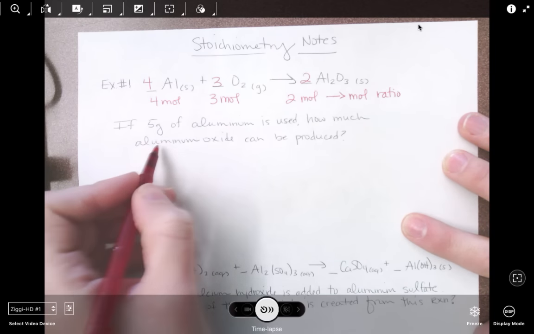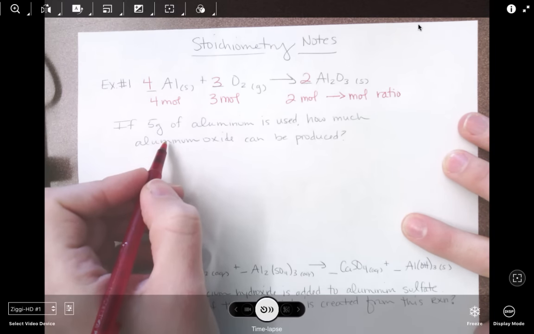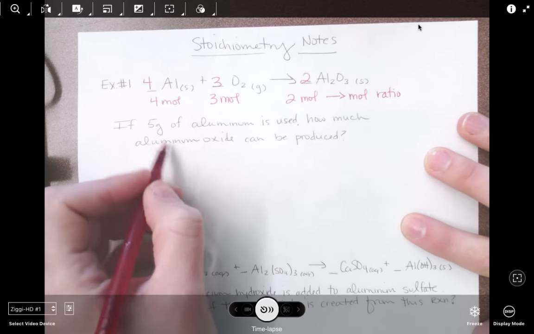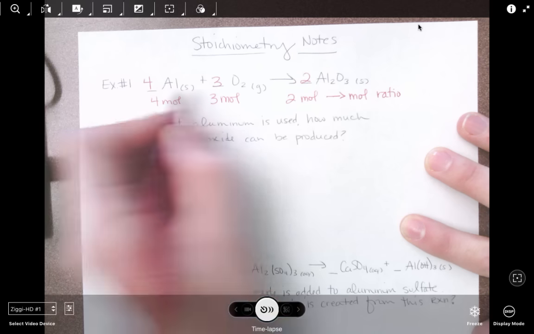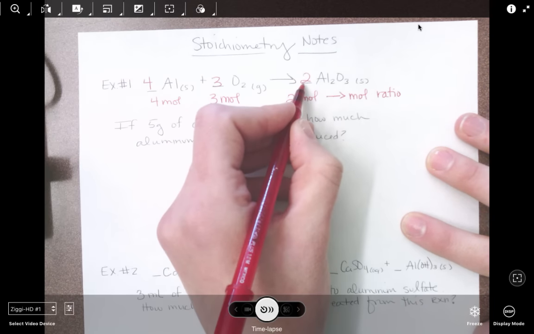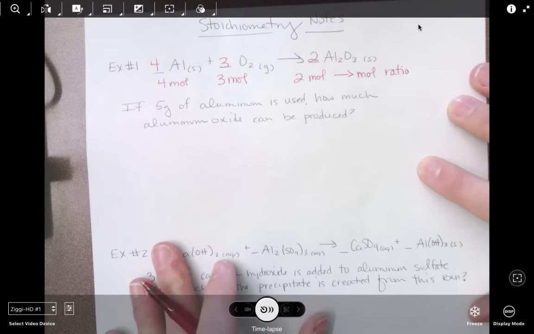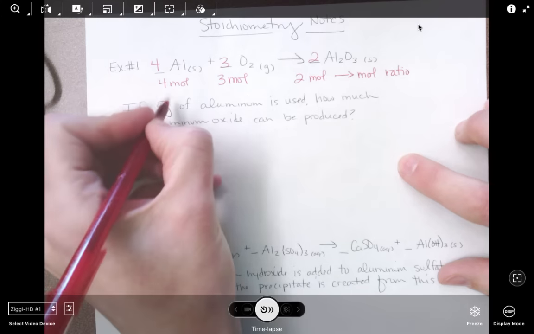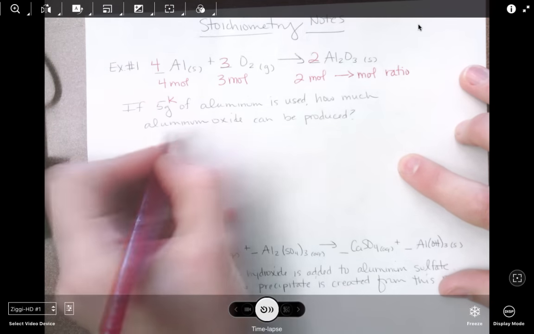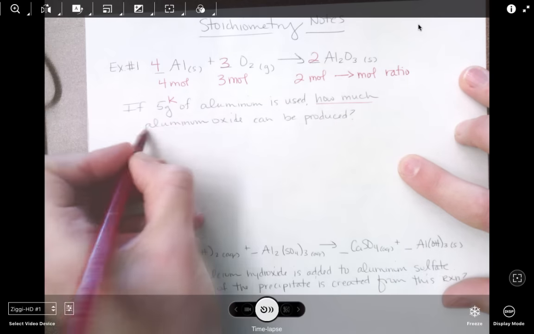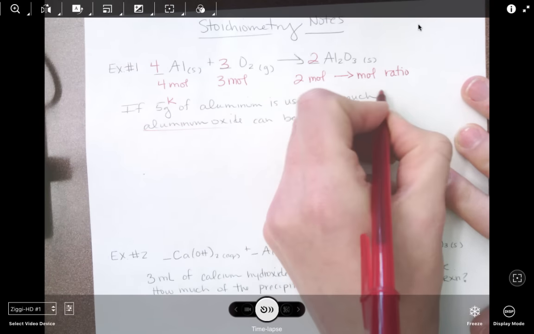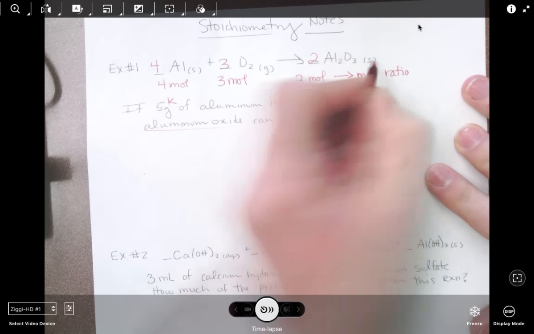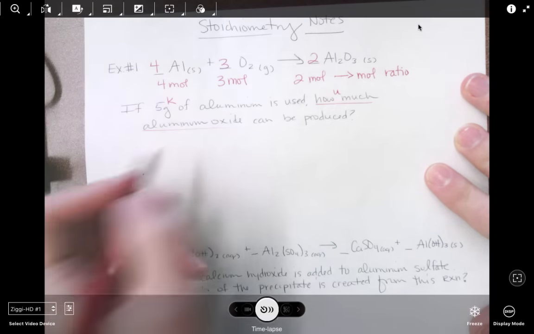If 5 grams of aluminum is used, how much aluminum oxide can be produced? So I'm putting in 5 grams of aluminum and I want to know how much of the product I can get out of that. So the first thing I'm going to do is figure out what I have and what I am looking for. I know that I have 5 grams of aluminum and I'm asking how much aluminum oxide can be produced. If I'm asking how much, I'm really looking for grams of aluminum oxide, and it's a solid, so I'm going to go to grams on that one.